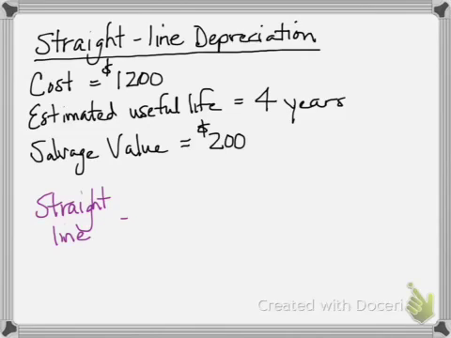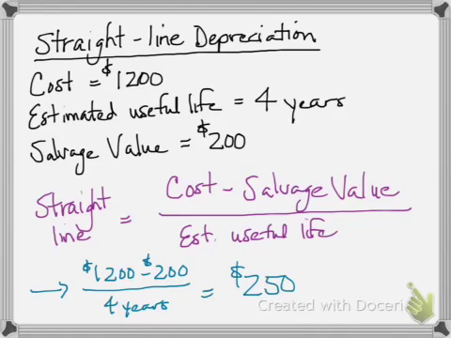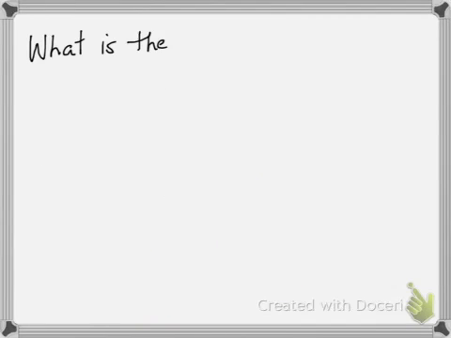Now, to calculate straight line depreciation, we take the cost of the asset, we subtract the salvage value, that gives us the depreciable basis, and then we divide it by the estimated useful life to come up with a dollar amount for depreciation each year. So for this example, we would say $1,200 of cost minus $200 of salvage value, that's $1,000, divided by 4 years of useful life gives us $250 of depreciation per year.